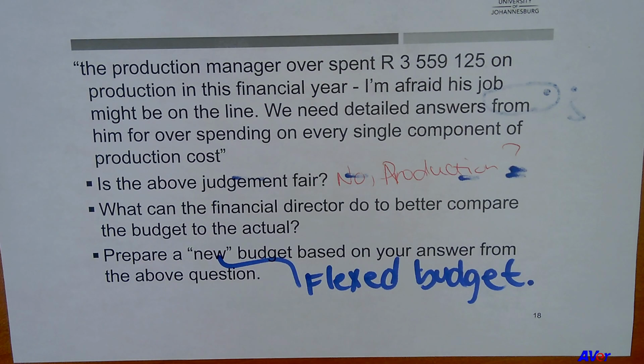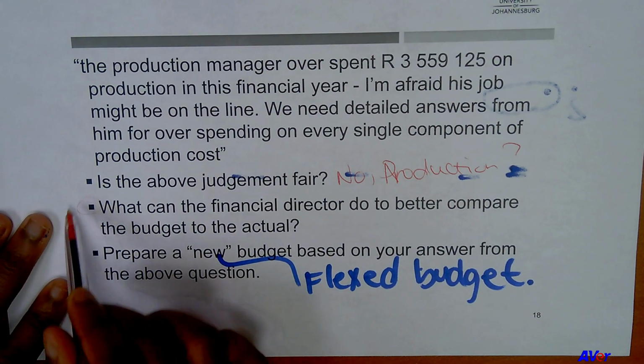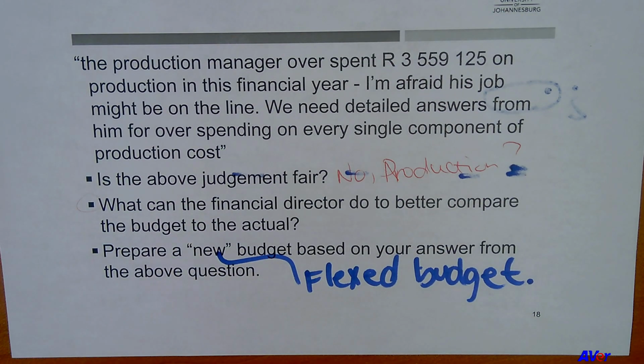So now our biggest thing here is to say, well, if it's not fair, if I cannot use that as a comparison, what then do I need to do to make sure that I still get to a final answer of either saying, hey man, you're fired, or no man, let's sit, let's talk about it. What are the things that we need to fix? So then, which takes us to the second bullet, which is asking us what we can do better to compare. Now that is where flexed budgeting comes in.